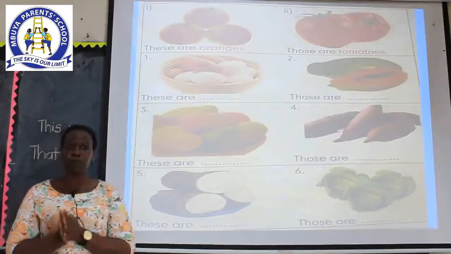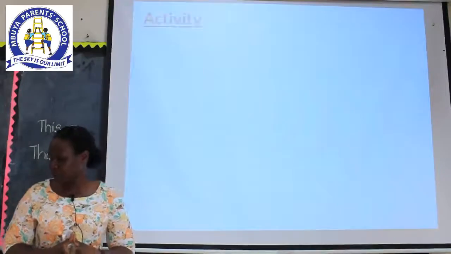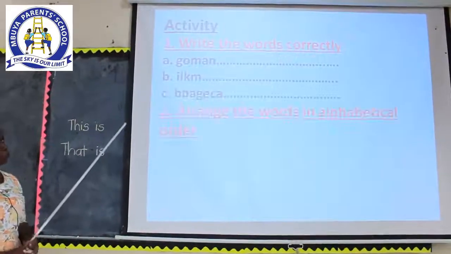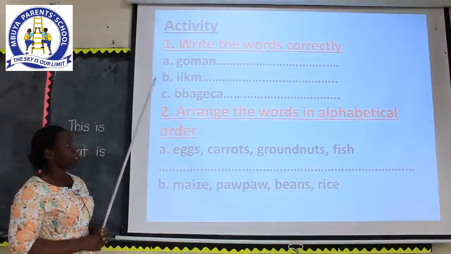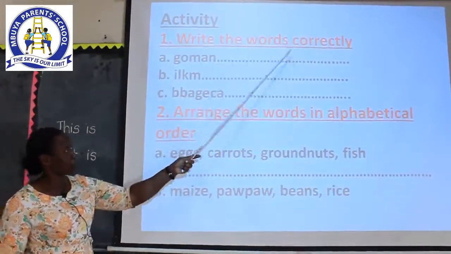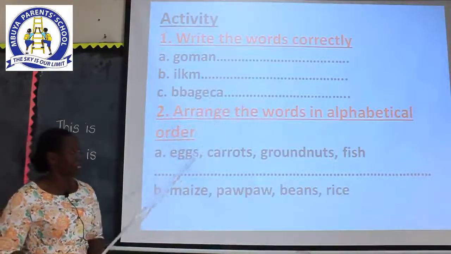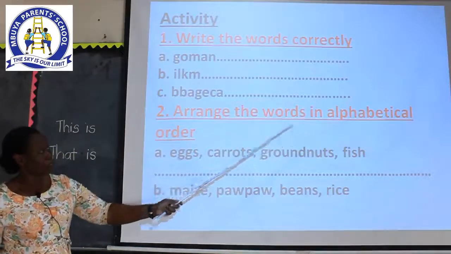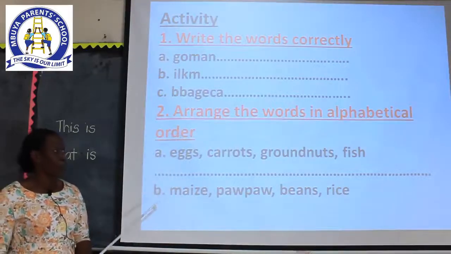I'm going to leave you with an activity. Let us see the activity that you are going to do. This is the activity that you are going to do. Activity number 1 says, let us read together, write the words correctly. So you are going to look at these words, and then you write them on the other side. Then number 2 says, arrange the words in alphabetical order. You are going to do that.